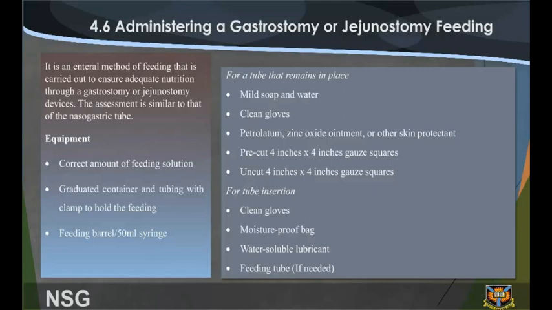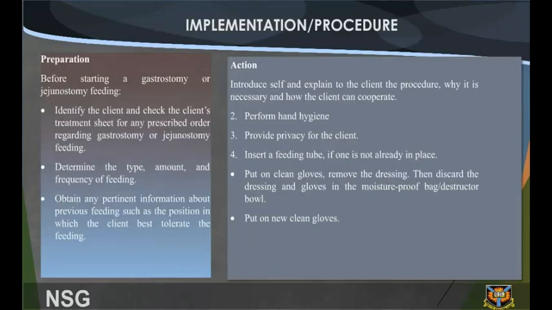For a tube that remains in place: mild soap and water, clean gloves, petrolatum, zinc oxide ointment or other skin protectants, pre-cut 4 inches by 4 inches gauze squares, uncut 4 inches by 4 inches gauze squares. For tube insertion: clean gloves, moisture-proof bag, water-soluble lubricant, feeding tube.